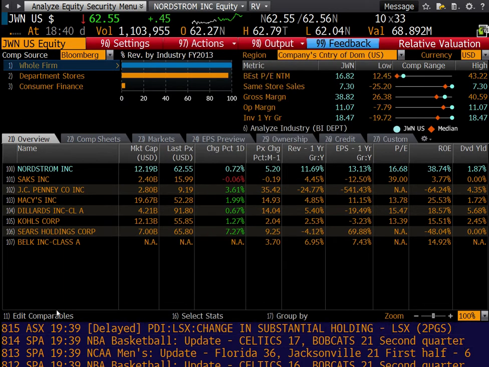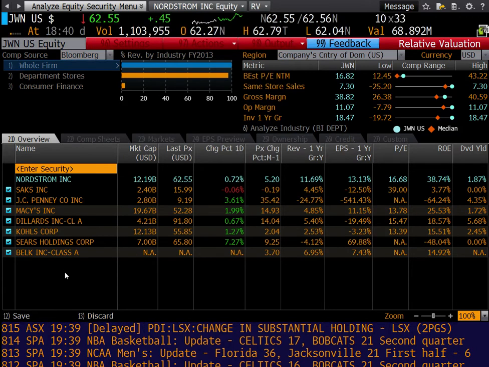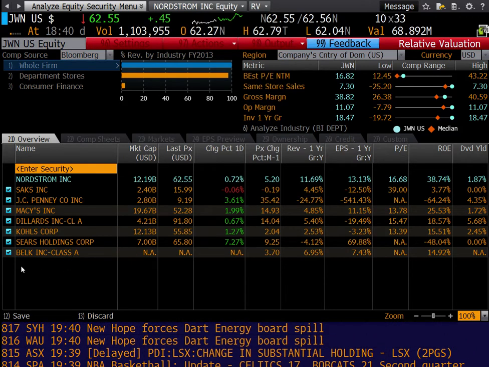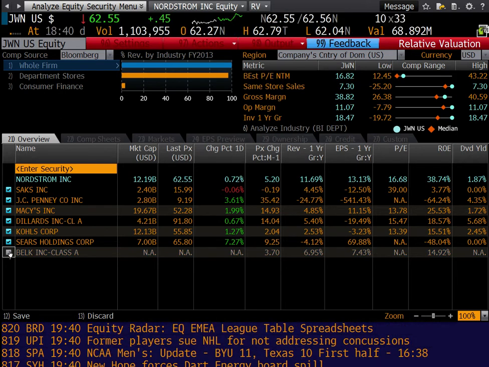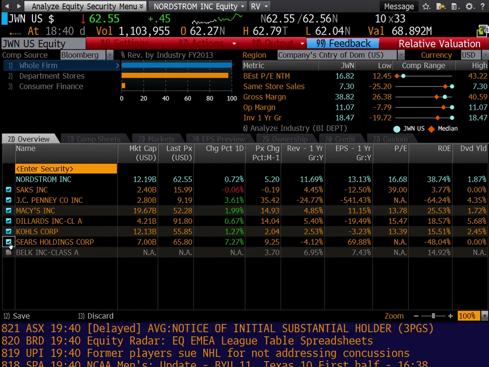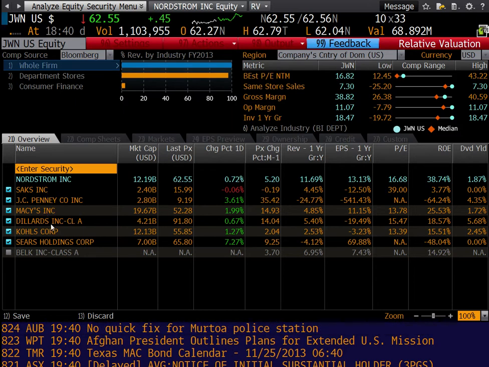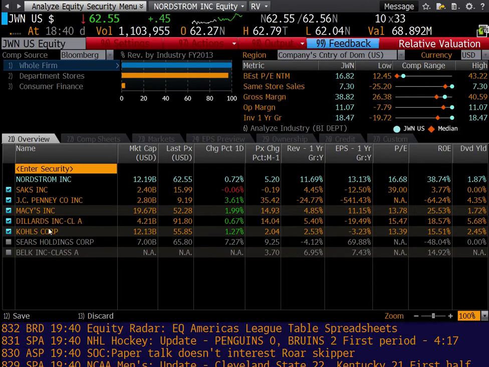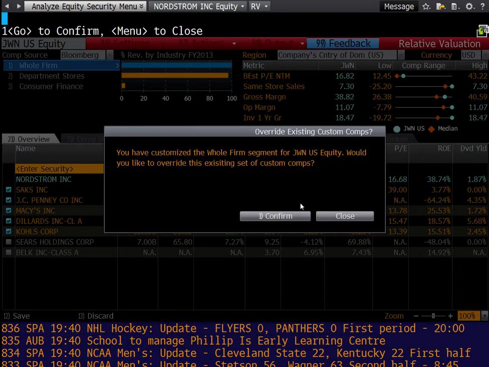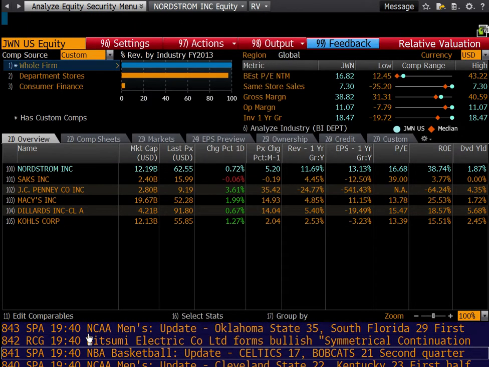Then down here, there's an edit comparables button. I click on edit, and what I can do is add or subtract peers. So let's say I wanted to get rid of Belk. So I uncheck Belk. And I'm going to get rid of Sears. I got Saks, JCPenney, Macy's, Dillard's, Kohl's, Sears. Let me get rid of Sears. I just want to use these 5 companies. Save. It says I have a custom set. Yes. And now I have my custom peer set.